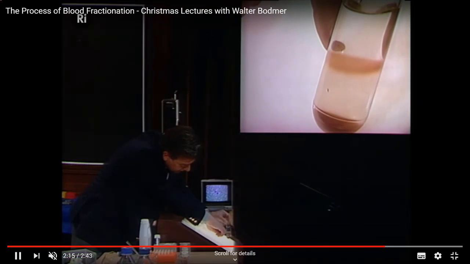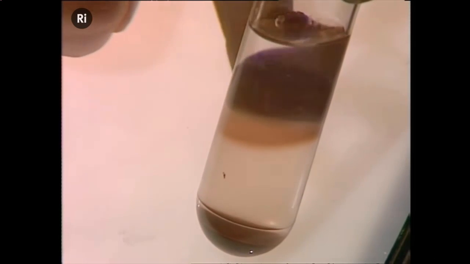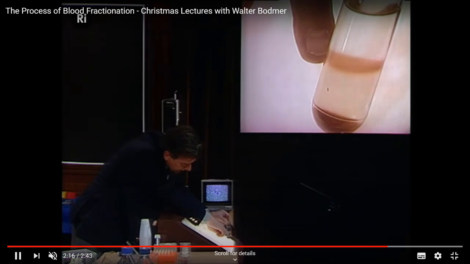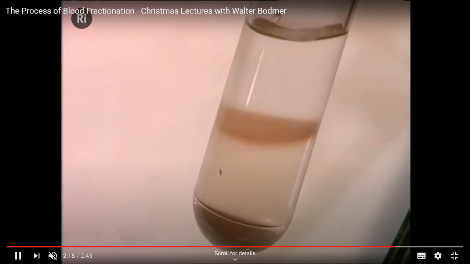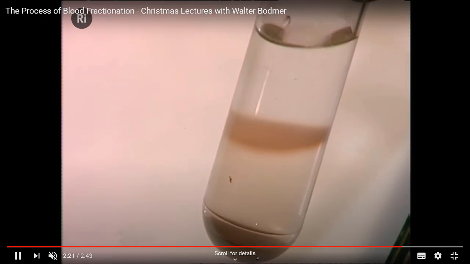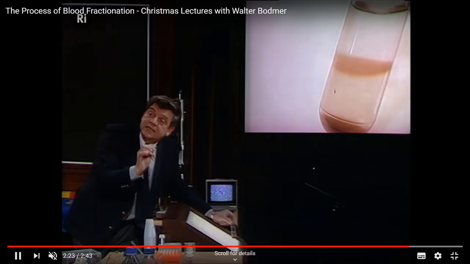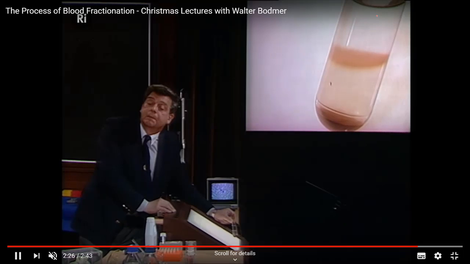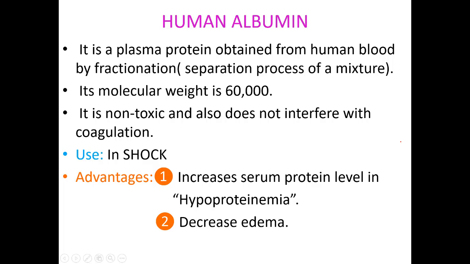Now, if you see, the upper part is full of albumin. The red blood cells have precipitated down, they have settled down, and this one is your albumin, and up there is a ring-like structure, right? That is white blood cells. So this is how we will separate albumin from blood, and its molecular weight is 60,000. It is non-toxic and it won't disturb the coagulation factors.